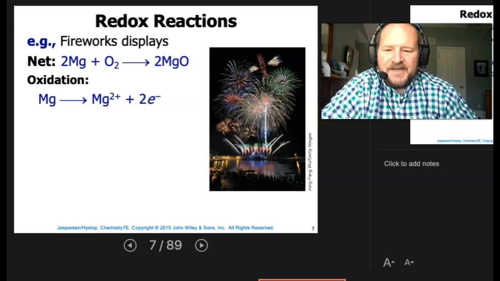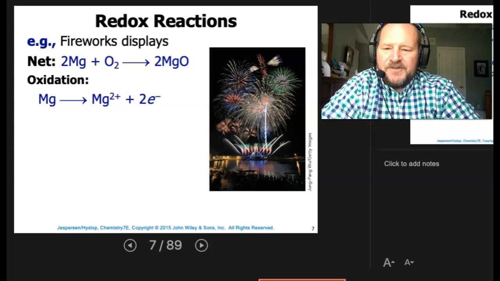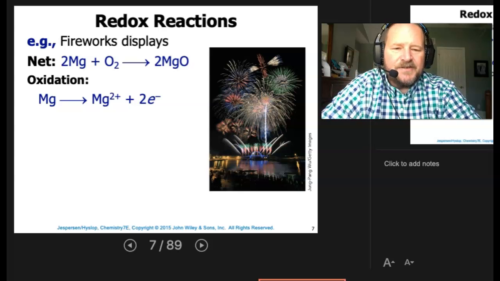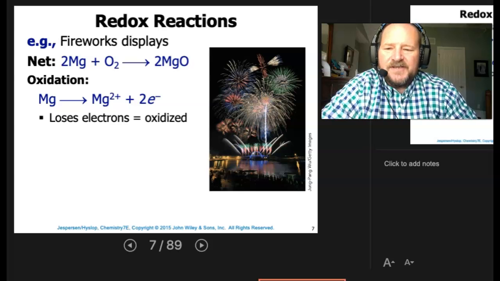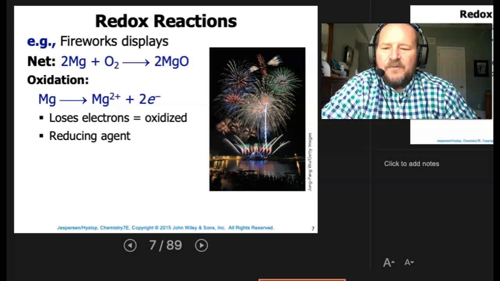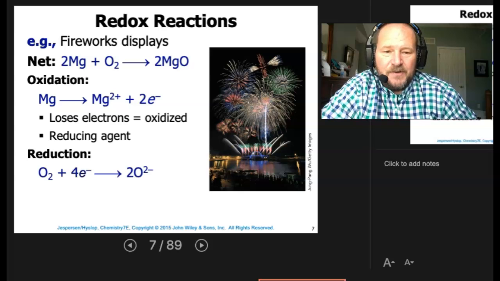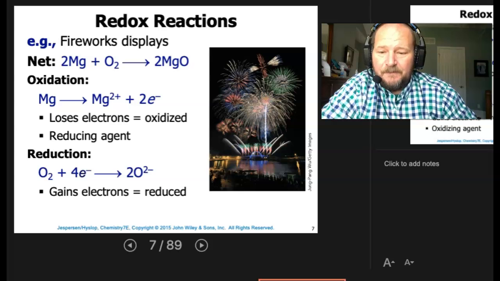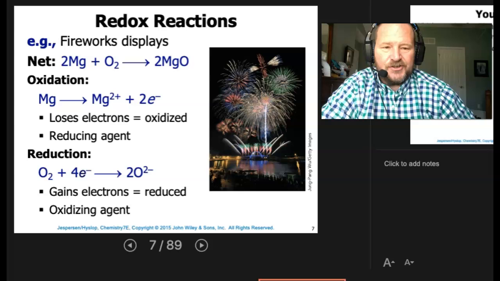So the oxidation half would be the magnesium. Magnesium is going to go from Mg to Mg2+. For that to happen, 2 electrons have to be pulled out of there. And so we can see we're going to have a loss of electrons, which means it's going to oxidize, which means it's going to be the reducing agent. For the reduction half, we have O2. O2 is going to gain electrons to become O2-, right? And so it's going to gain electrons, which means it's the oxidizing agent.